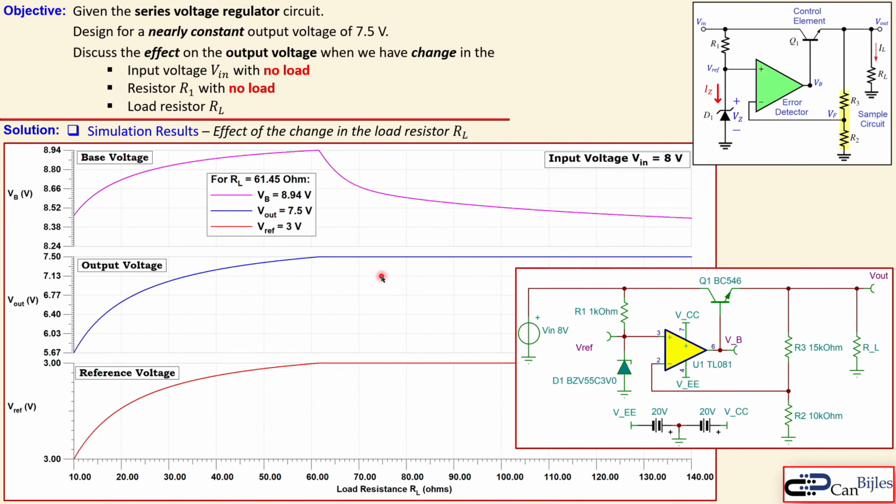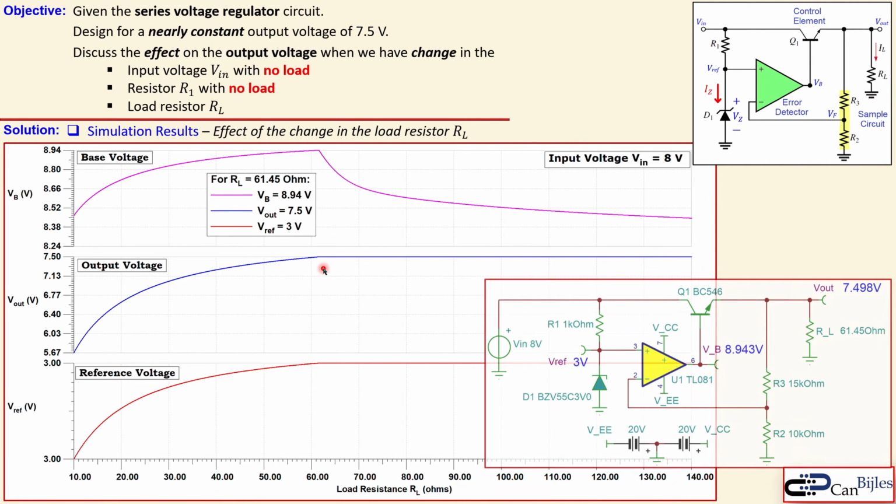Of course, a very important note here, it is not for all load resistors, because if you go down from 61 ohm, let's say, go down to 50, 40, etc., you will see a drastic decrease in your output voltage because you draw more current from your operational amplifier, and that is not what the operational amplifier can supply. So we need to maybe go then for a different error detector or a different operational amplifier and also a different transistor. That's actually the message from this analysis.